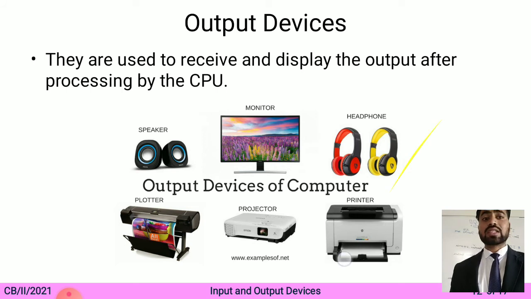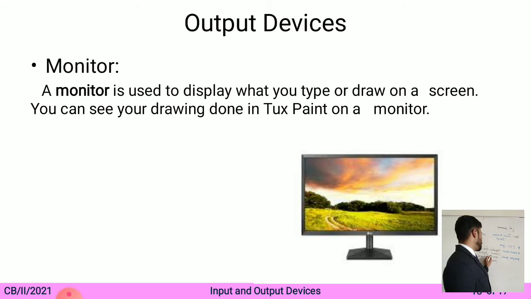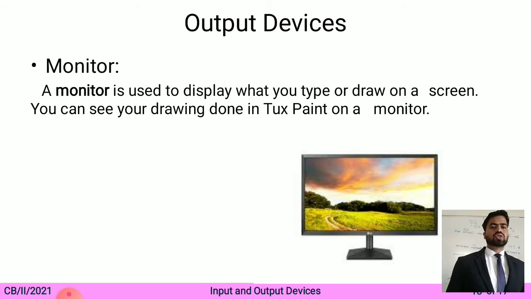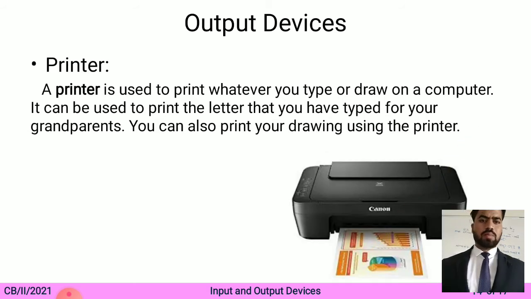So let us discuss output devices. First part is the monitor. What is a monitor? It is used to display what you type or draw on the screen. You can see your drawings, your text, paint images, your photos, your videos, whatever you run or whatever you saved in your computer.